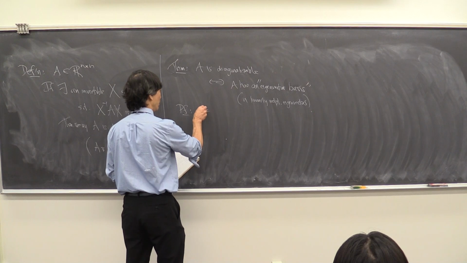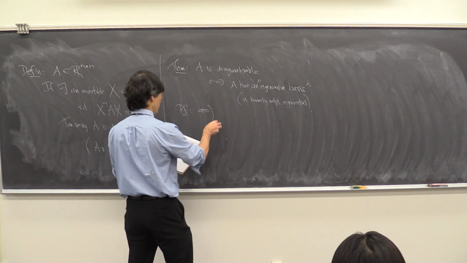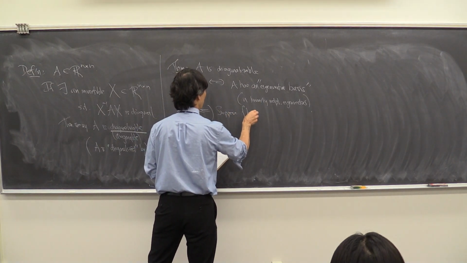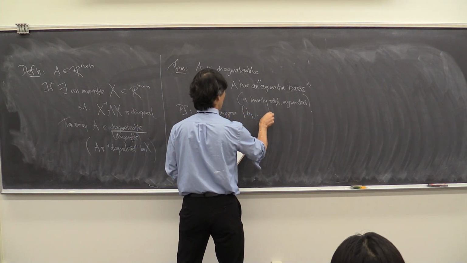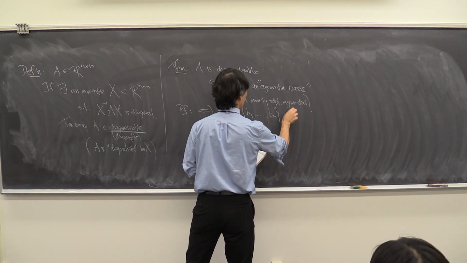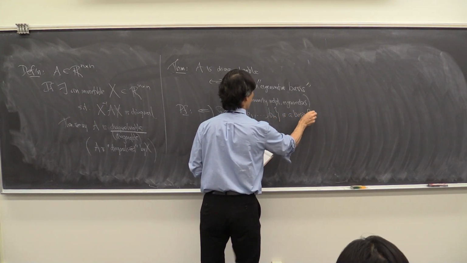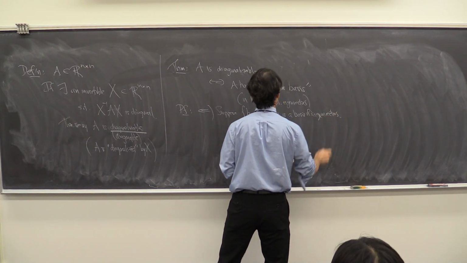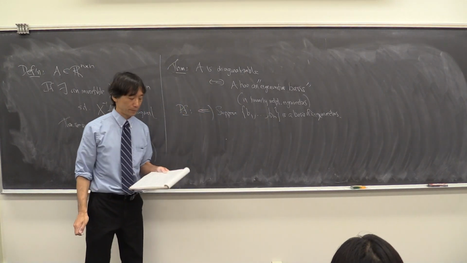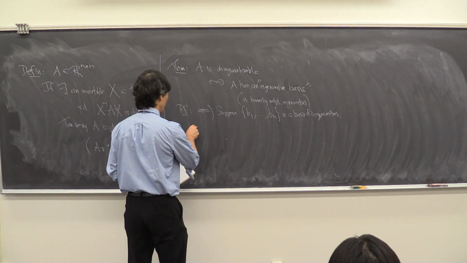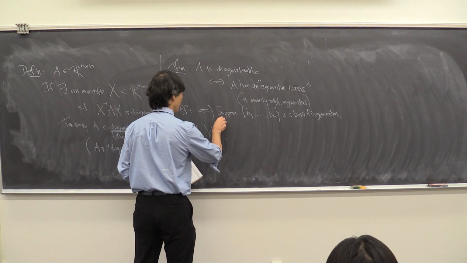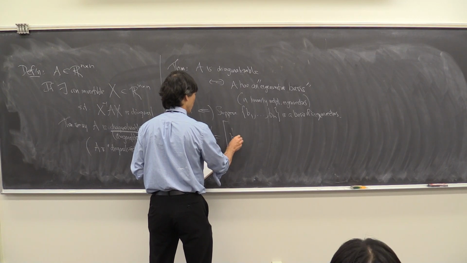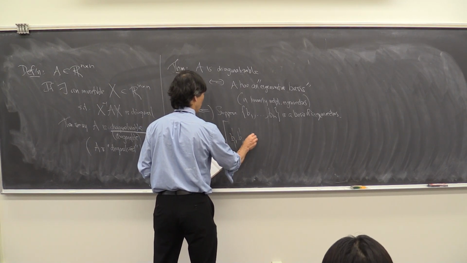Let's do the backwards direction first. Suppose b1 through bn is a basis of eigenvectors. Let capital X denote a matrix with those vectors as the columns: b1, b2, through bn.